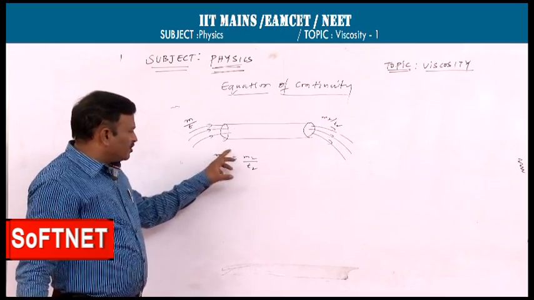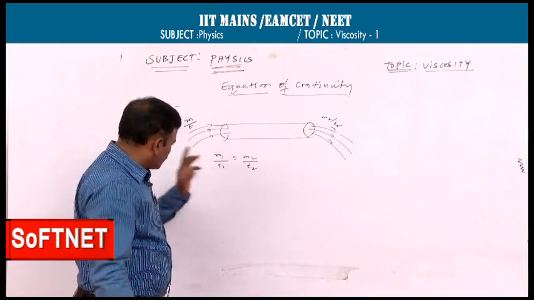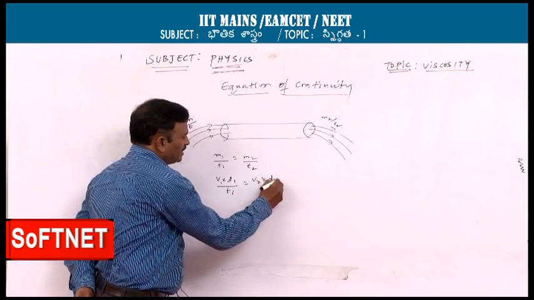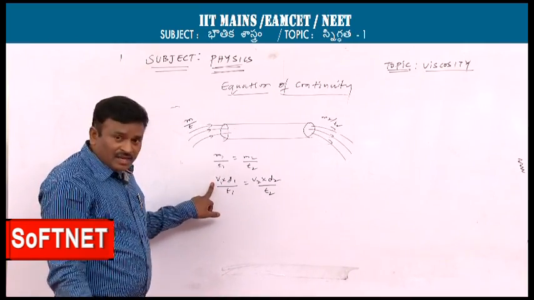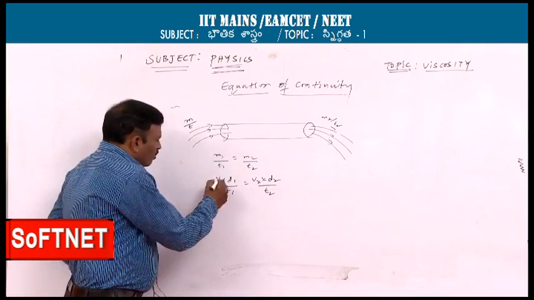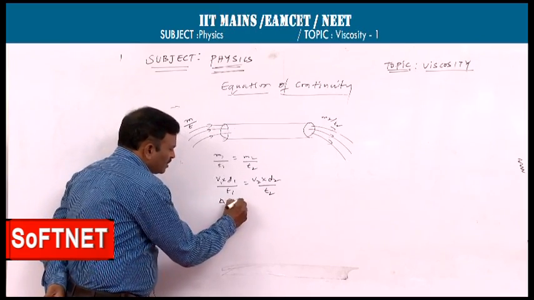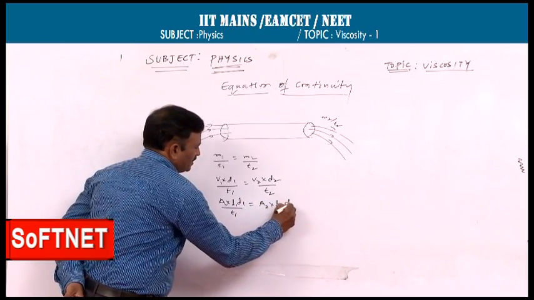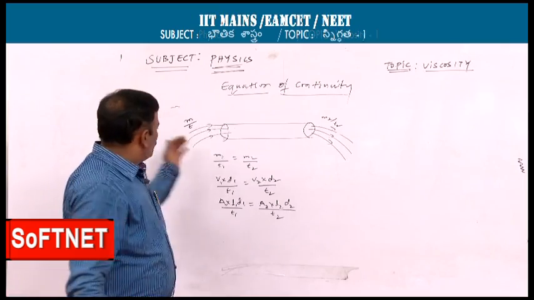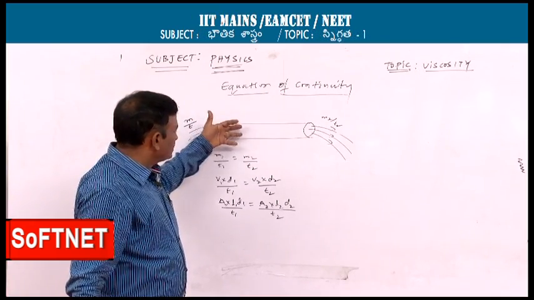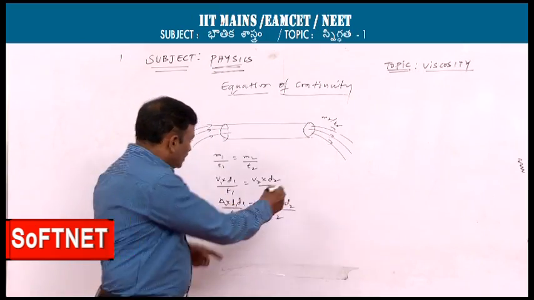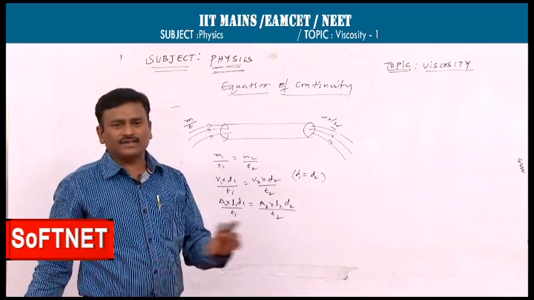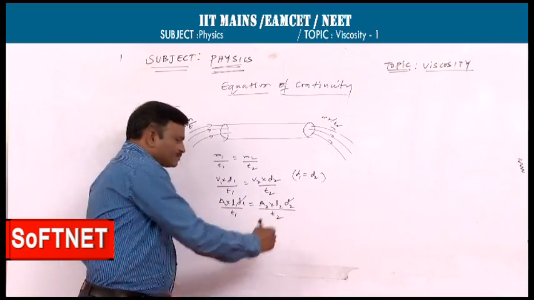Here the mass entering the tube is equal to the mass leaving the tube. What is the mass? Volume times density: V1 d1 by t1 is equal to V2 d2 by t2, where V is the volume of the liquid and d is the density of the liquid. Volume is area into length, so area into L1 into d1 by t1 is equal to area into L2 into d2 by t2. But which liquid is entering? The same liquid enters and the same liquid is leaving, so the densities d1 and d2 are equal. For the same liquid, the density must be constant, so d will get cancelled.